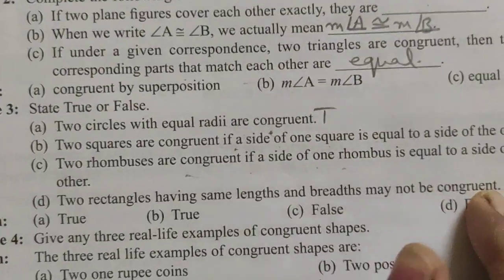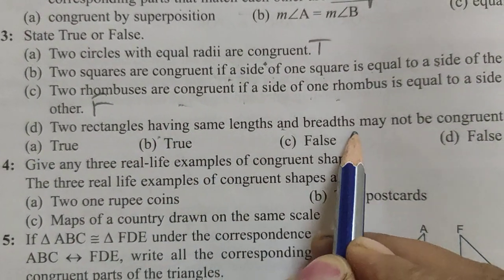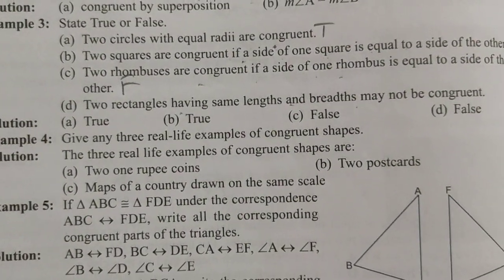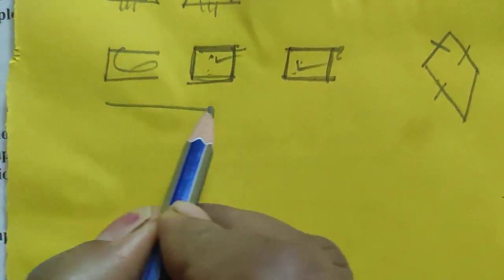So this is false. Now two rectangles having same length and breadth may not be congruent. Now what they are saying is that suppose there are two rectangles.